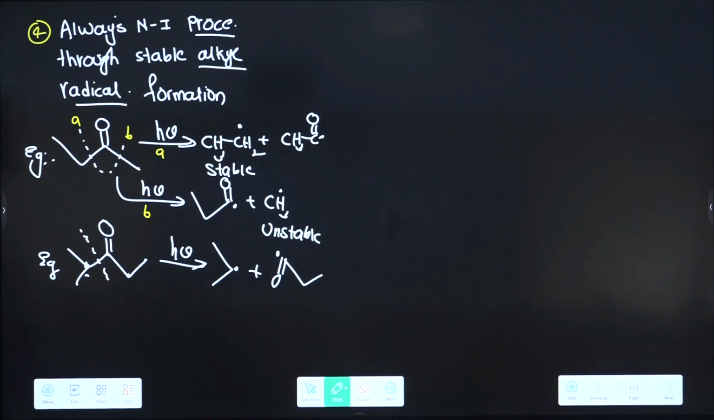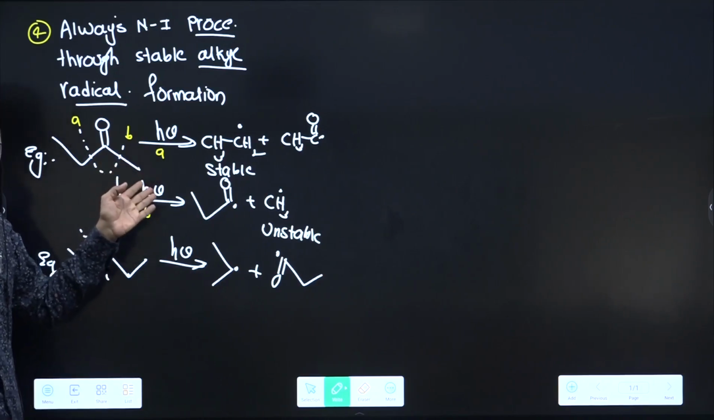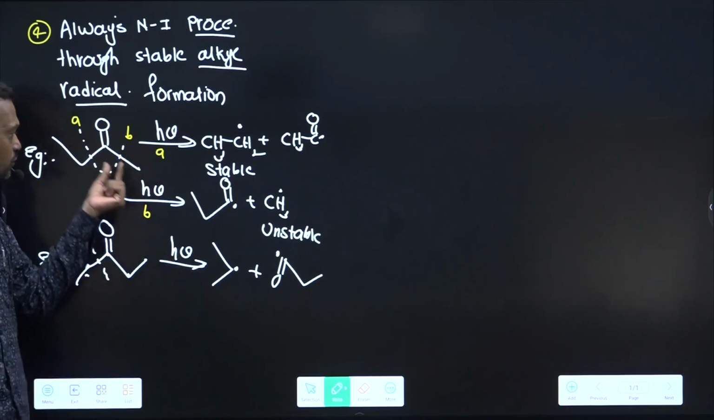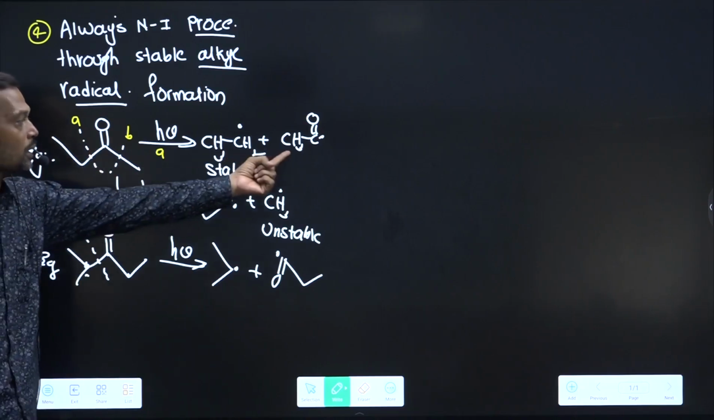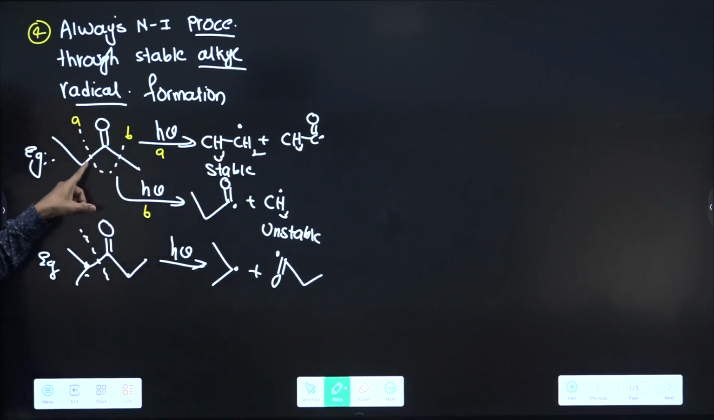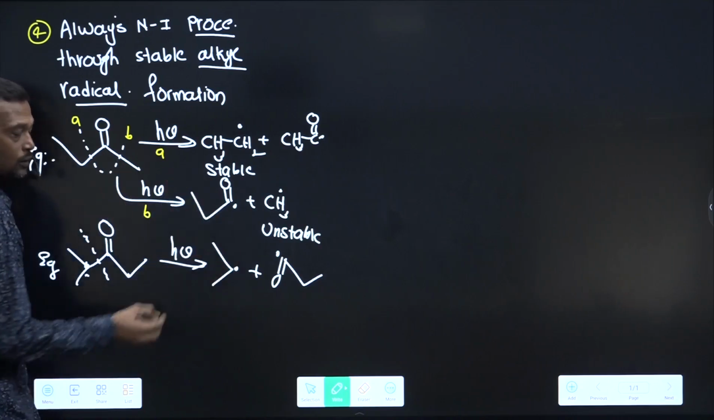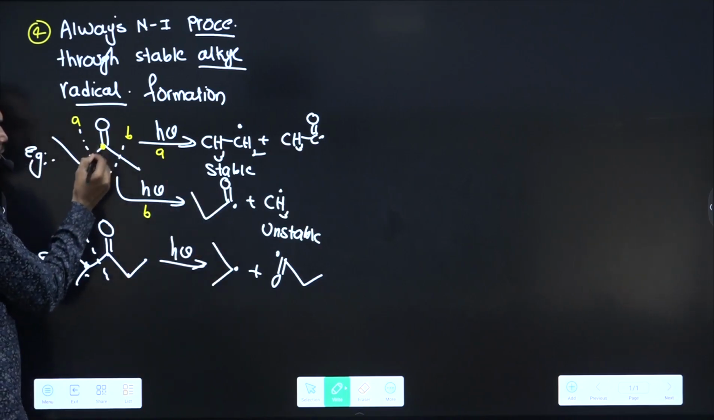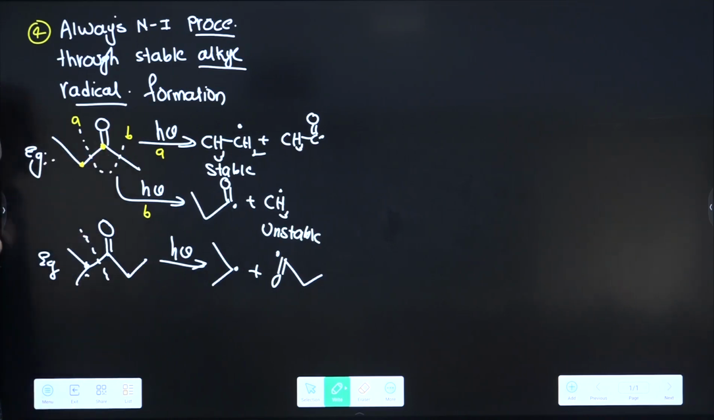So what are the intermediates involved in Norrish 1? Acyl radical and alkyl radical. Suppose both sides are the same, no problem at all. But whenever an unsymmetric ketone is given, Norrish 1 cleavage occurs towards that side where you will get a stable alkyl radical. It depends on this one. This is stable, that's why the left side is cleaved. Suppose the right side is more stable, the right side is going to be cleaved. So what is Norrish cleavage? Cleaving the sigma bond present between the alpha carbon and the carbonyl carbon. That is Norrish 1.